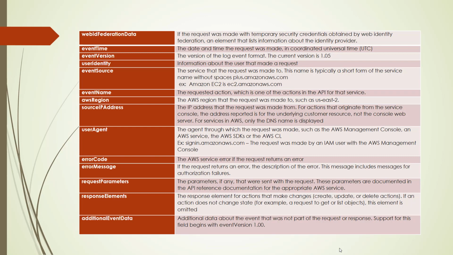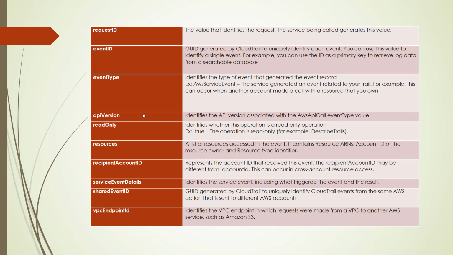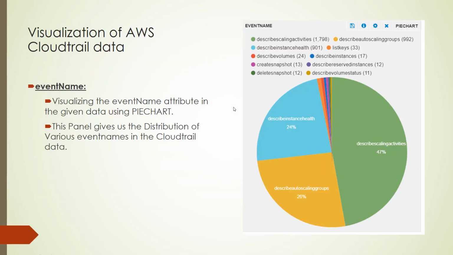And going through this, here we have different types of fields like request ID, the value that identifies a request, and the event ID, which is a unique identity generated for each event. And there are many event types, and there's the recipient account ID. So as we discussed the different types of fields, let's go through the visualization part. We're going to start the visualization part with the event name.